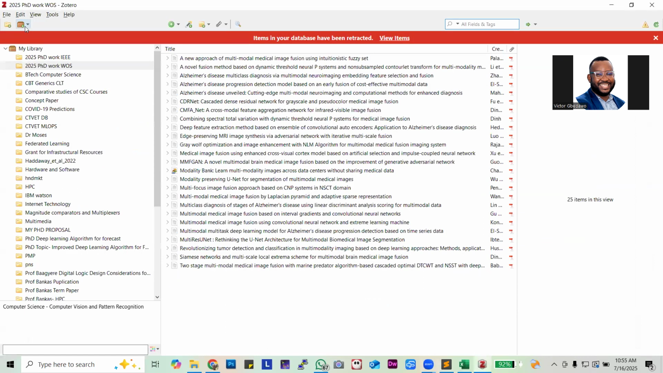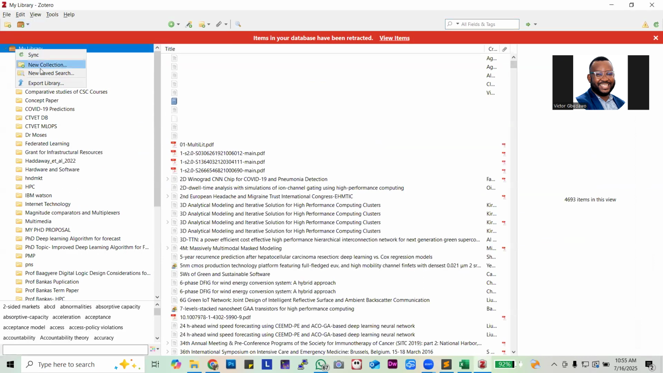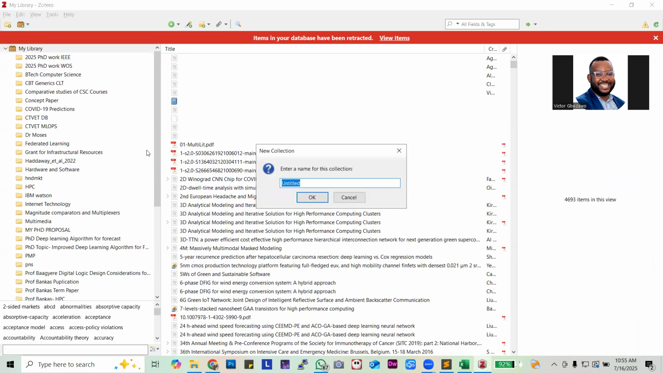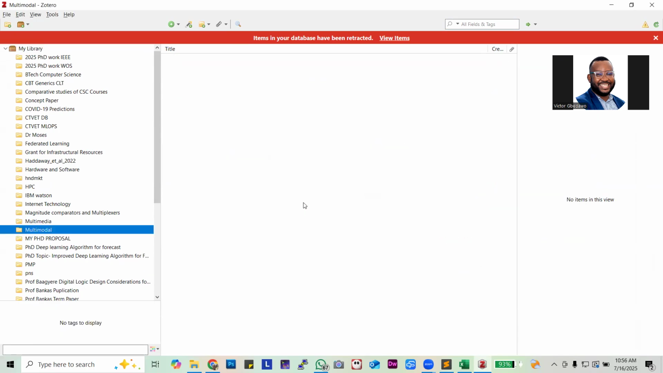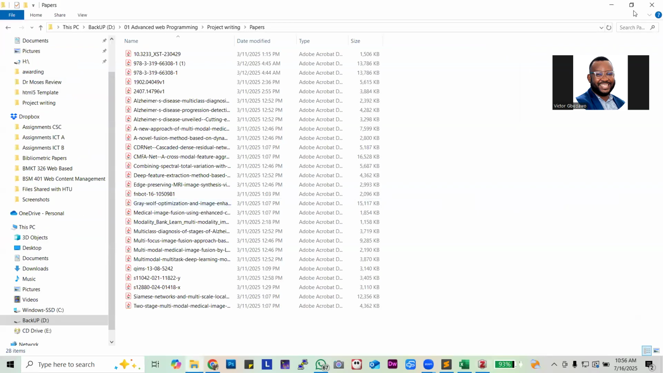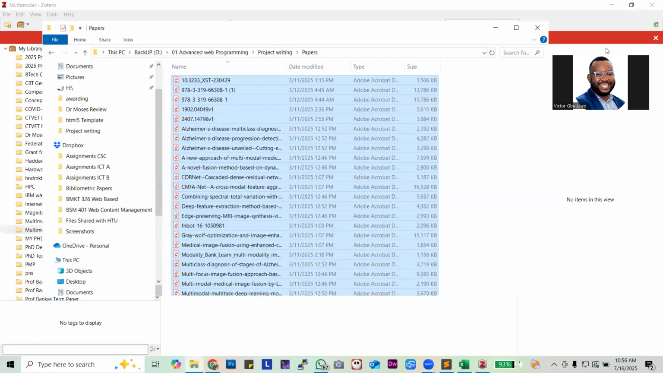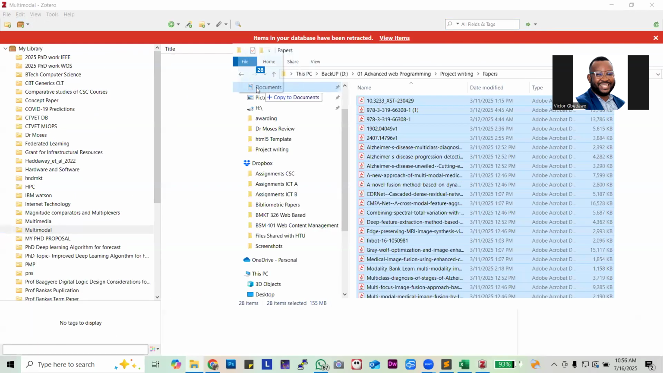So under this, I'll create a new collection, and I'll call it multimodal. So that is what I'm working on. So once I have multimodal here, I'll just drag my articles. So maybe assuming these are all the articles downloaded, I can just press Control O, then drag them onto the Zotero platform.